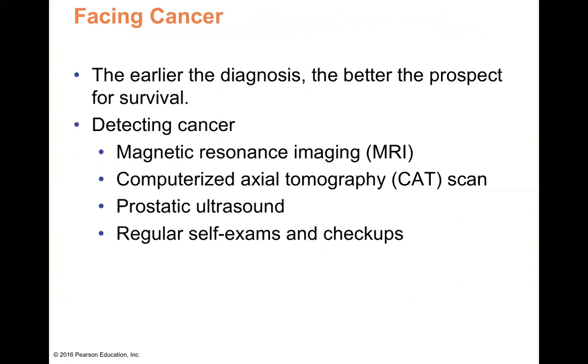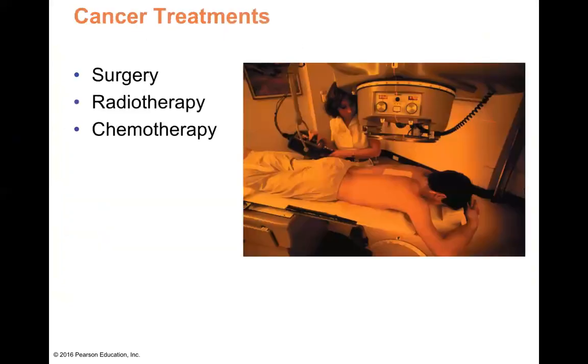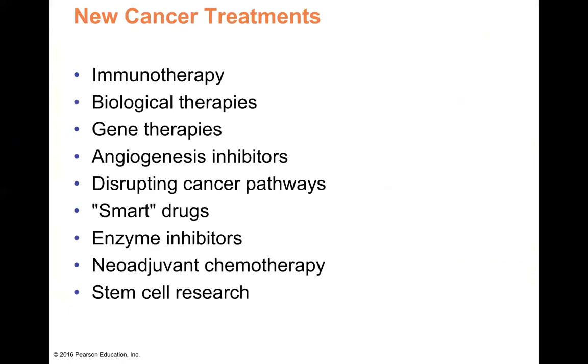There are a lot of different ways to start to diagnose this. So MRI, CAT scans, ultrasounds, and then skin self-exams and checkups. So these are some of the ways to detect early. And then we've had some really good cancer treatments start to pop up. Surgery, radiotherapy, and chemotherapy. And one new cancer treatment that I'm going to really emphasize is immunotherapy.